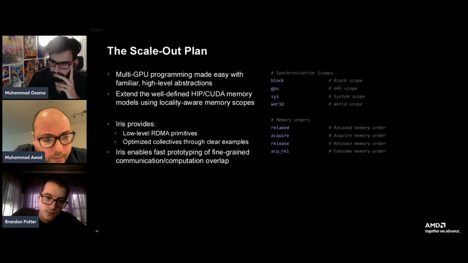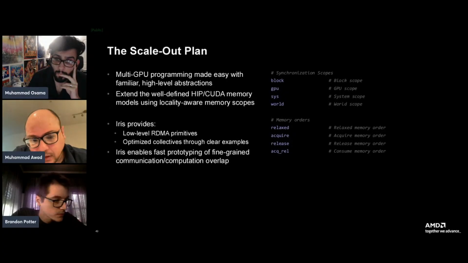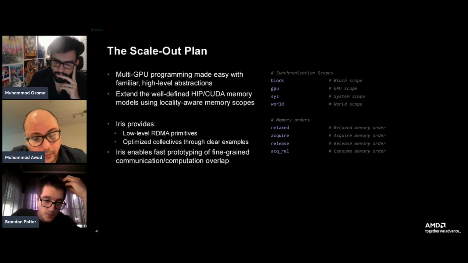Iris will always provide low-level APIs for RMA and RDMA, so load and store, put and get. But we're going to implement some collectives as well, to continue the series of examples that we're building to make sure that people know how to implement those, and we can also explore if there are ways to actually abstract those away. And again, Iris will always help you prototype very fine-grained computation and communication overlap very, very quickly, even for RDMA as well.